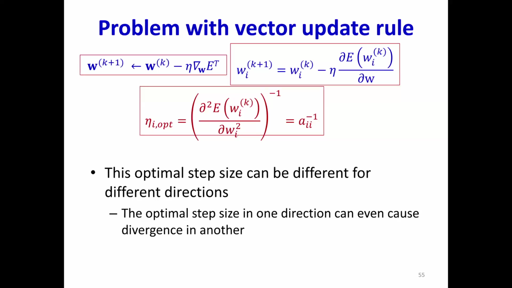And say I have a figure of this kind, and let's say A11 is 2 and A22 is 0.5, okay? What is the optimal step size along x1? 1. This is 0.5, right? What is the optimal step size according to this guy? 2.